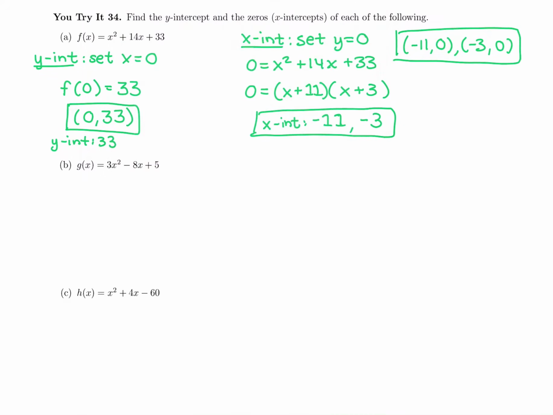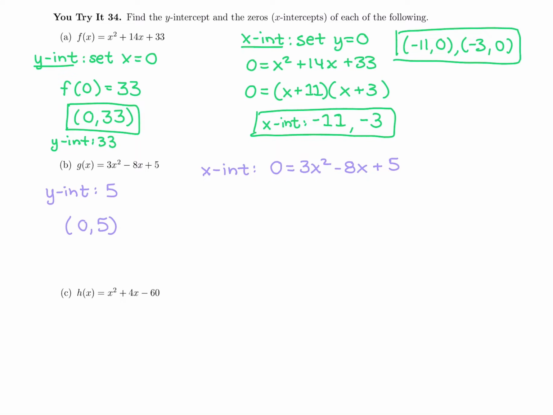Next one down here, we're going to do the same thing, find y-intercepts. So let's make x be 0. You'd have 3 times 0 squared minus 8 times 0, those are both 0, plus 5. Our y-intercept is 5, or as a point, it's 0, comma 5. Not too bad to plug in x as 0 and find your y-intercepts. For the x-intercept, though, we're trying to factor this 3x squared minus 8x plus 5.